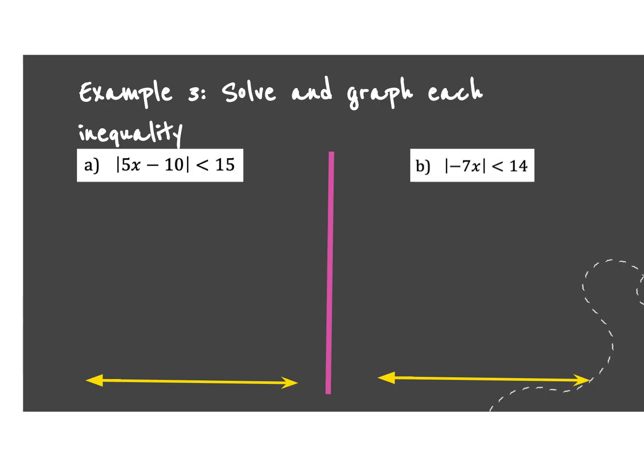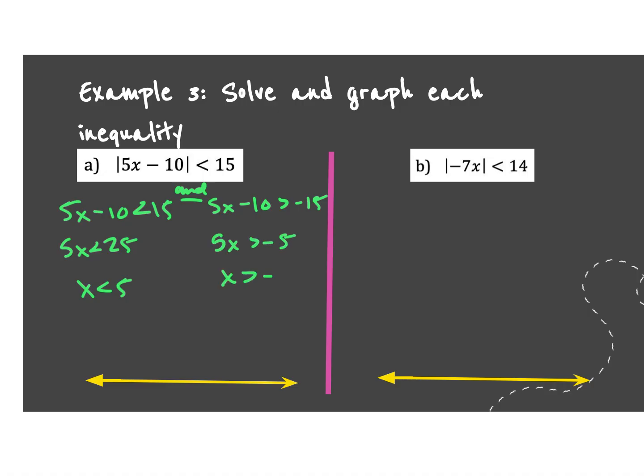Okay? So if it's less, let's look at this one. So if it's less than, it's going to be an and problem. So I'm going to have 5x minus 10 less than 15, 5x minus 10 greater than negative 15. And this is going to be both and. So 5x less than 25, x less than 5. 5x greater than negative 5, so x greater than negative 1.